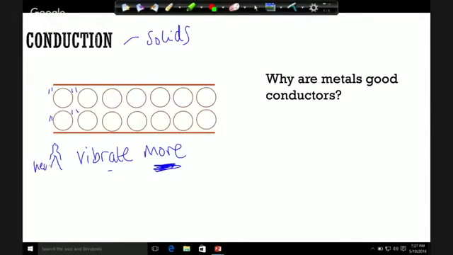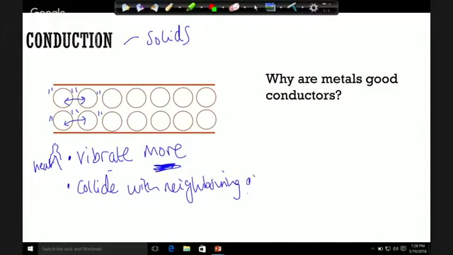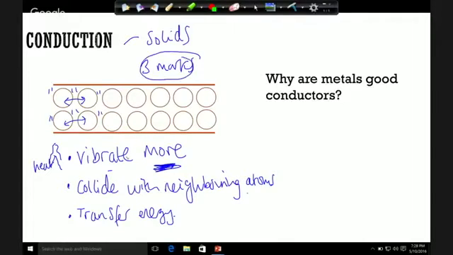But if you apply heat to a solid, they will vibrate more, and when they do, they will collide with their neighbouring atoms or their neighbouring particles. So if we're describing how conduction works, we're talking about the particles vibrating more and the fact that they collide with neighbouring atoms. And then they will transfer their energy. So if you're talking about a 3-mark question about conduction, you need to get all of these 3 points in. The idea that the particles vibrate more, they will collide with neighbouring atoms or particles, and therefore the energy will be transferred.